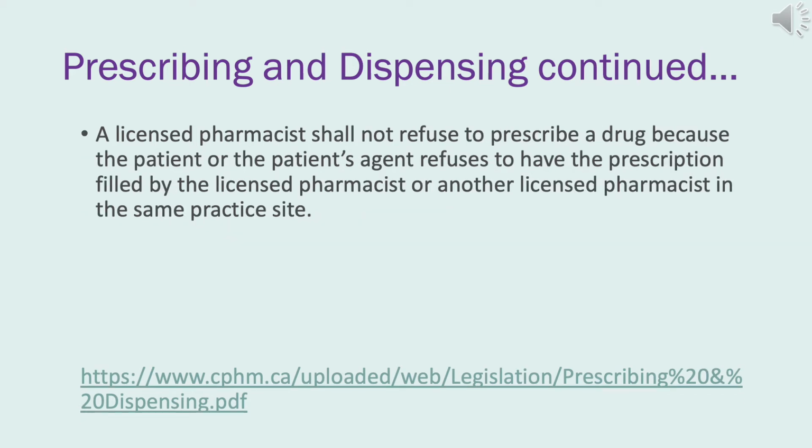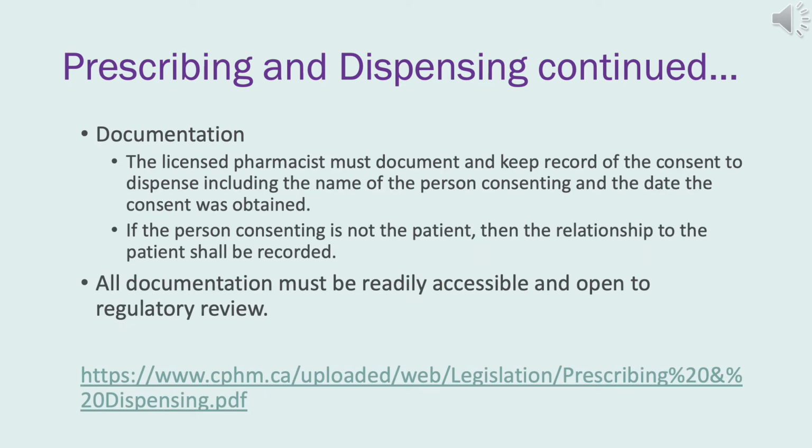Pharmacists cannot refuse to prescribe a drug just because the patient or their agent refuses to have the prescription filled at the same pharmacy where it was prescribed. This practice direction also emphasizes the importance of documentation. The pharmacist must document and keep the record of consent to dispense, including who gave consent and the date of consent. If the person consenting is not the patient, then their relationship to the patient must be recorded. All this documentation must be available for regulatory review.